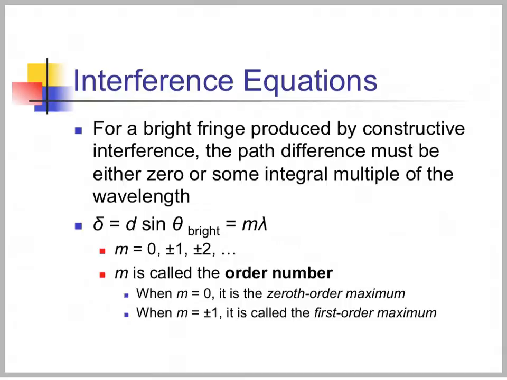For a bright fringe produced by constructive interference, the path difference must be either 0 or some integral multiple of the wavelength. So the path difference, which is d sine theta for bright fringes, has to equal m lambda, where m can be 0, plus or minus 1, and 2. m is called the order number. So in the center, where m equals 0, is the 0th order maximum. And then when m is equal to plus or minus 1, they're called first order maximums, and so on.